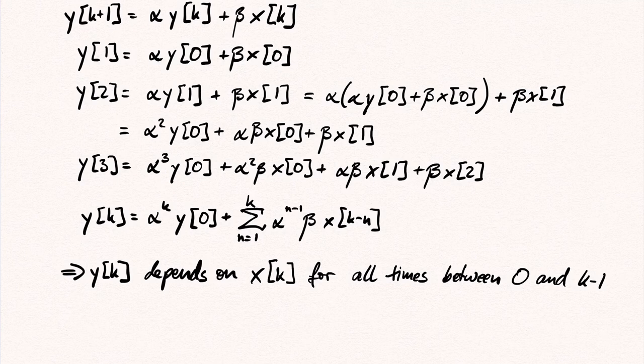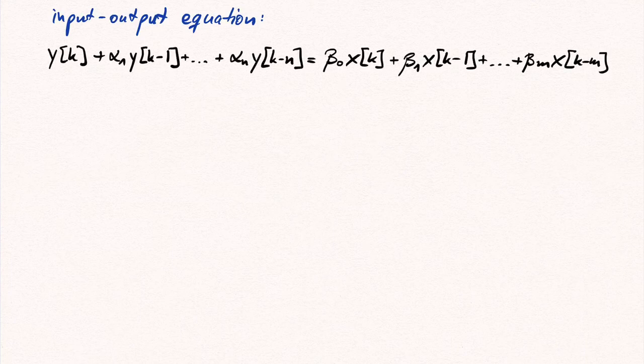But of course, when implementing such a filter, we will not use an expression including an infinite impulse response. Instead, the input-output equation with a finite amount of terms is implemented. The input-output equation of a general, causal infinite impulse response filter is given by y of k plus alpha 1 y of k minus 1, and so on up until plus alpha n y of k minus n, equal to beta 0 x of k plus beta 1 x of k minus 1, and so on up until beta m times x of k minus m.